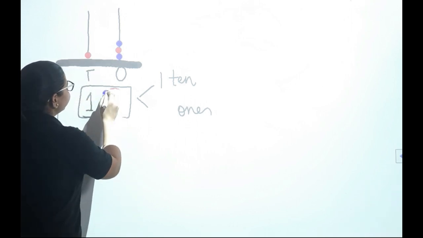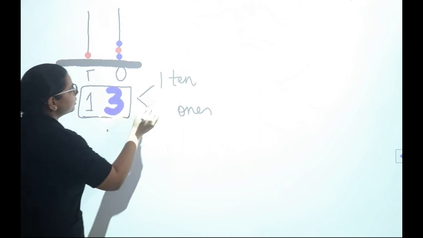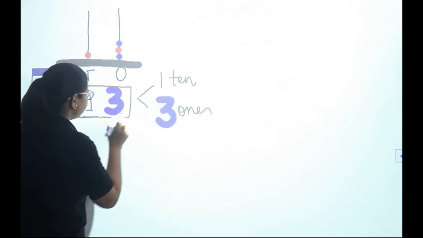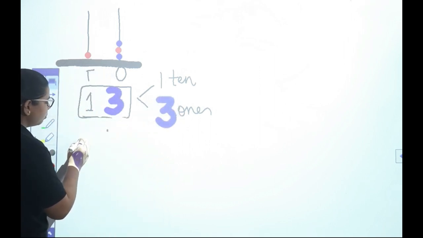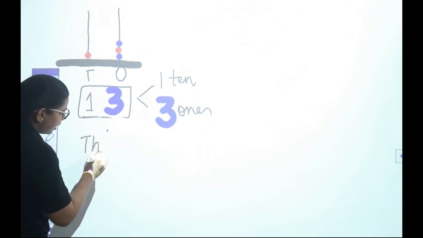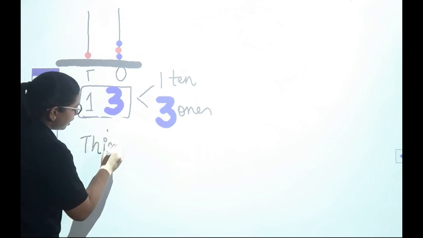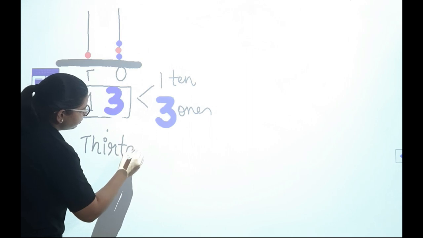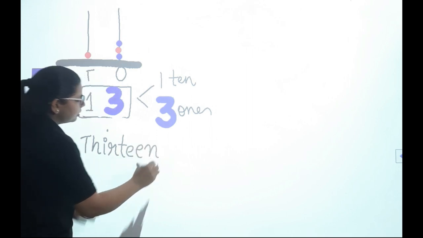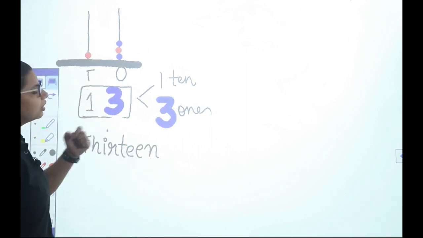This time it is 3. So 1, 3, 13. 1 tens, 3 ones. Its name will be T-H-I-R-T-double E-N, 13. It will be 13.